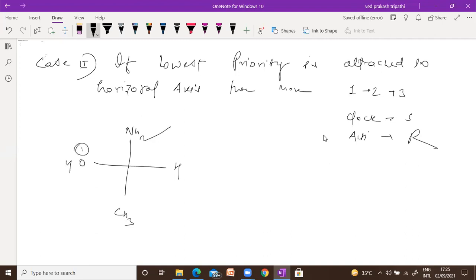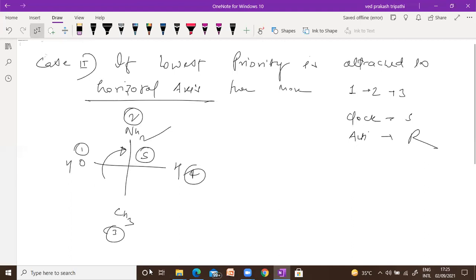Oxygen 1, nitrogen 2, carbon 3, hydrogen 4. This time you can see lowest is present on the horizontal axis. So if the lowest is on horizontal, move 1 to 2, this is going clockwise, so we can say it will be S. So this is S. Any doubt? Please tell me. Any doubt about this? No doubt. Very good.